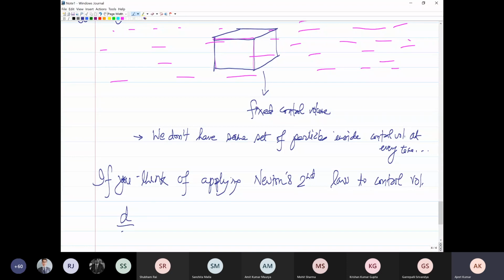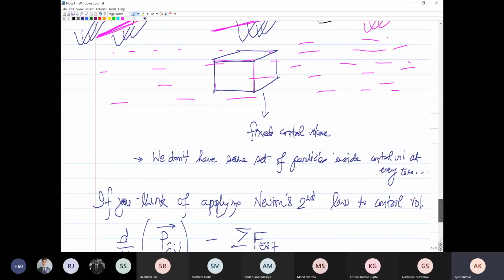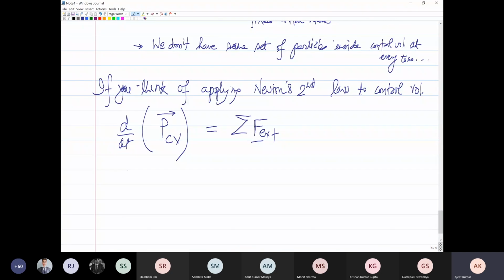So you'll say the rate of change of linear momentum of the control volume, right? And you equate it to the total external force. This will be Newton's second law, isn't it? But what is the rate of change of linear momentum of the control volume? That's just the first term that you had over there: the integral over the control volume of del by del t of rho V dVy. This is the rate of change of linear momentum of the control volume.